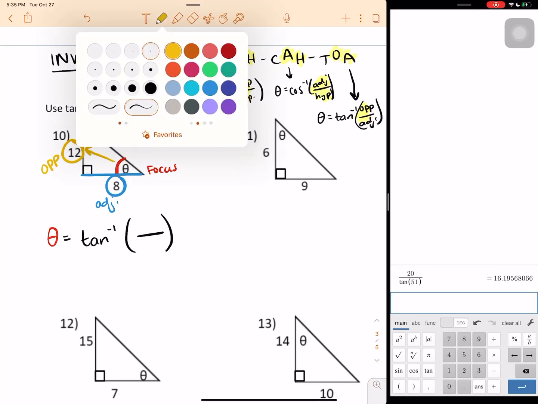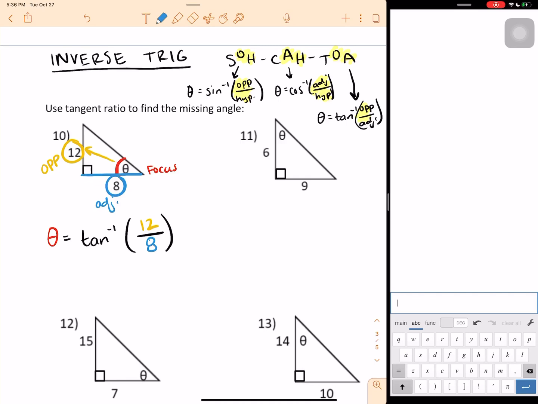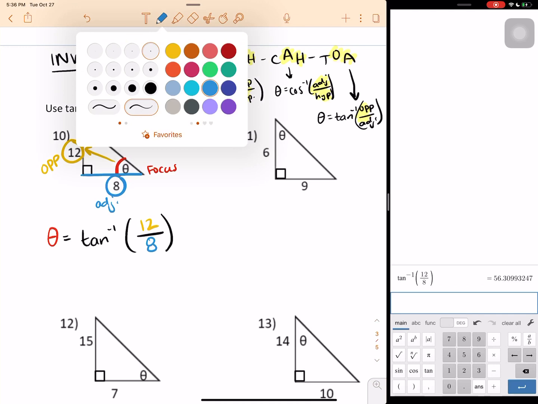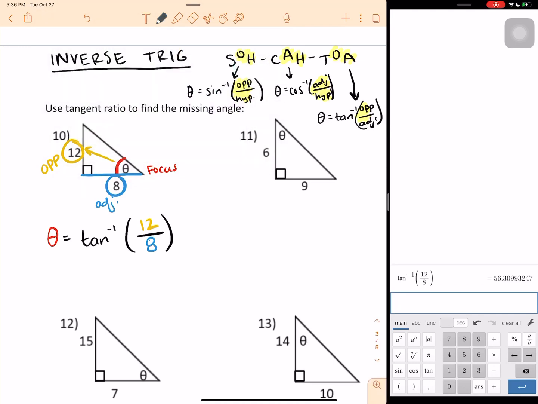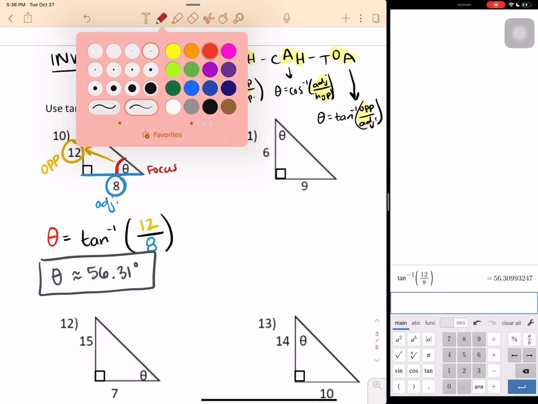So our opposite is 12. Our adjacent is 8. So in Desmos, this is underneath the function option here. You should have the inverse tangent button. So the inverse tangent of 12 divided by 8 is equal to about 56.31. So theta is about equal to 56.31 degrees, because we're solving for that focus angle there. And you're done with that one. Really, you have to mark everything correctly and then you will be just fine.